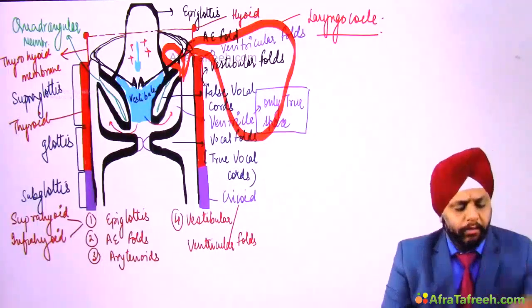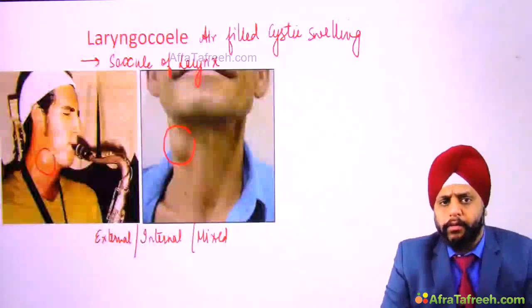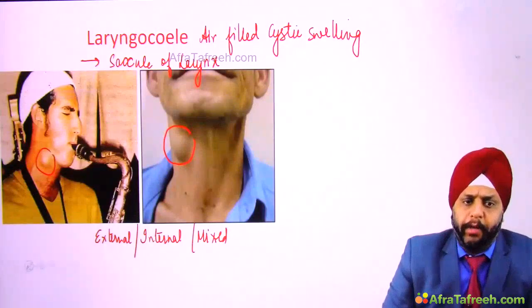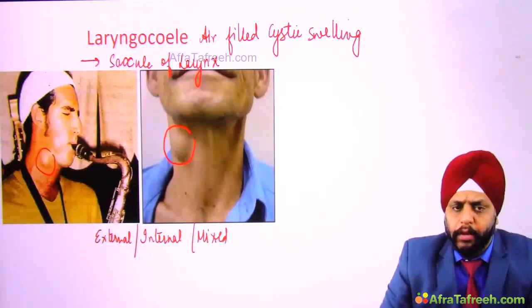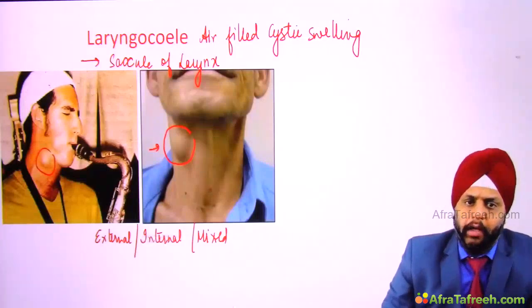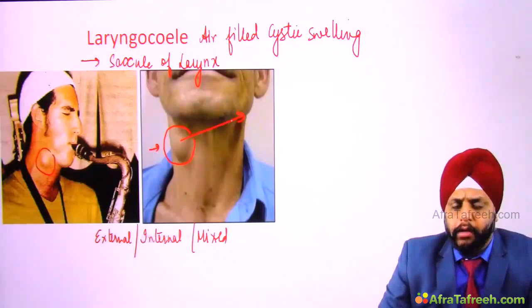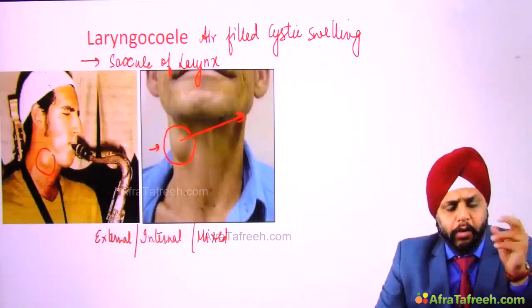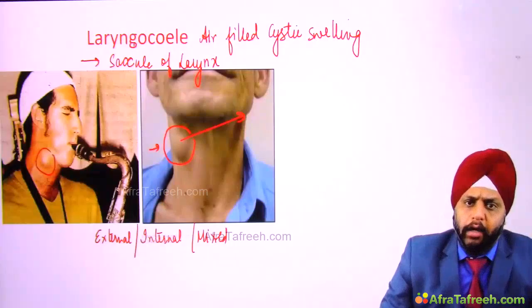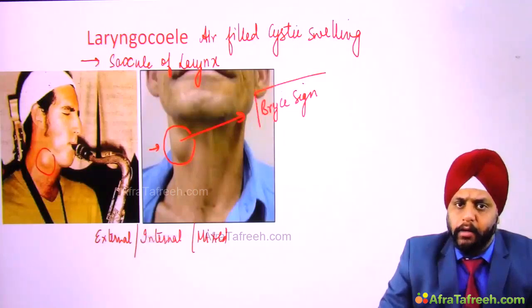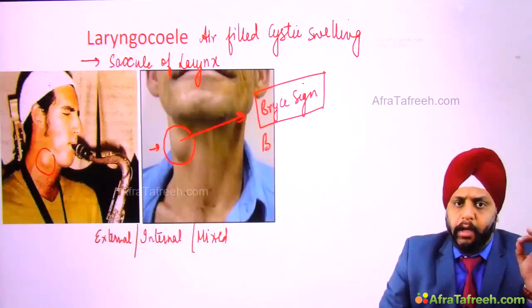Now, how will a laryngocele present? You see, it's an air-filled cystic swelling, so the swelling will be visible, right? Now, when we press this swelling, what will happen? When you press this swelling, it will reduce in size. It's an air-filled swelling, and what will happen to the air? The air will escape away. So when the air goes out, it produces a gurgling sound, and that gurgling sound of air escape is known as Bryce sign.